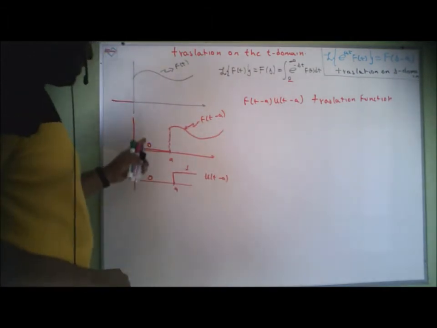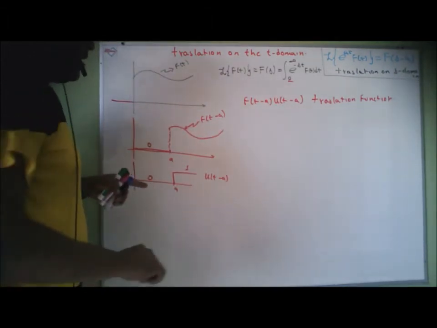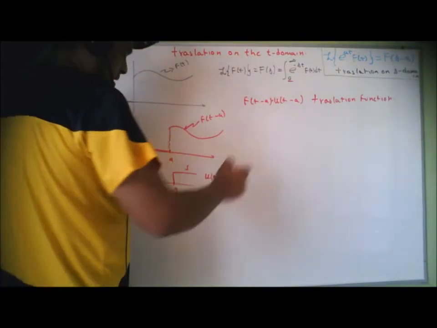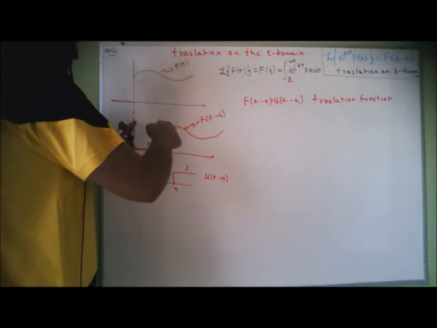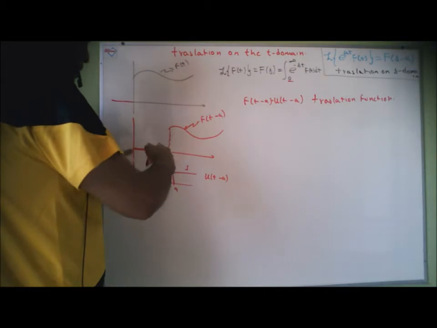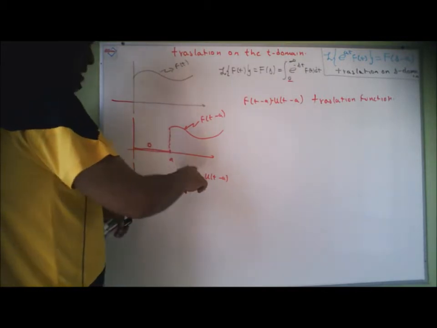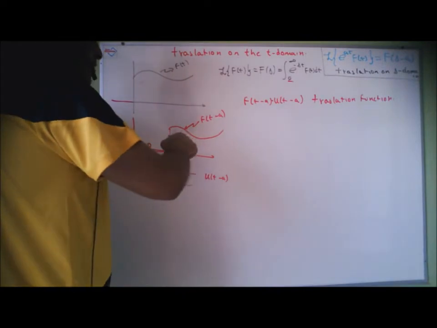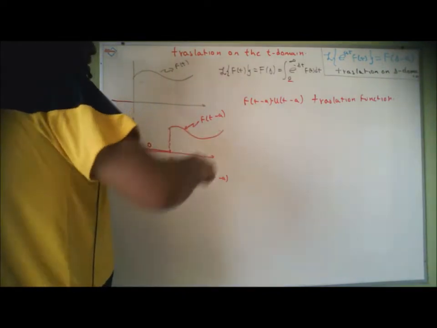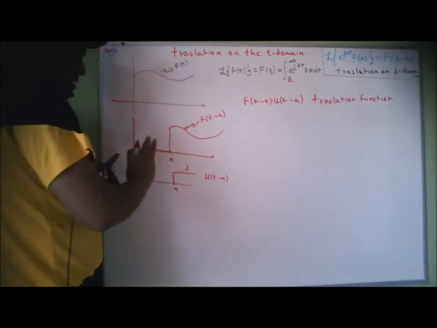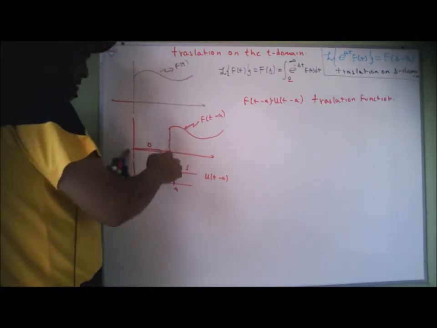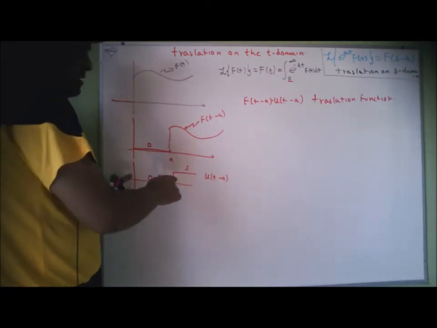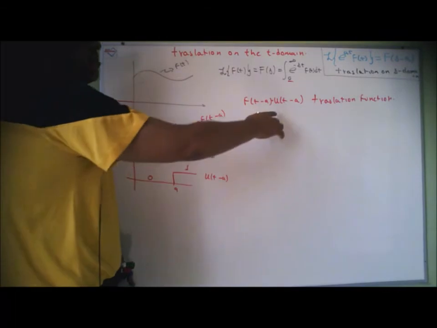Again, why do you have to add the u of t minus a? Because you have to make this part 0. Because you have a multiplication here, 0 times anything is going to become 0, and 1 times anything is equal to anything. So 1 times the function is actually the function. So when you shift to the right, you are making this part 0, and you make it 0 with a step function in a multiplication.